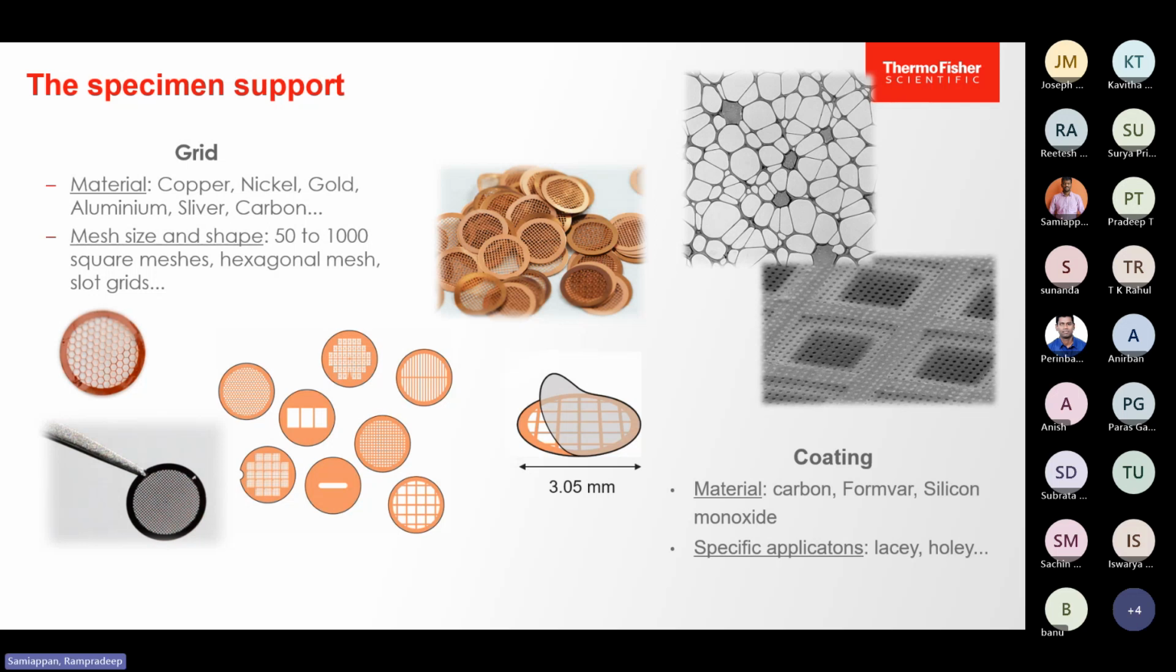On top of the grid, there is a faint material coated, which is mainly a carbon film, or else it can be Formvar and also silicon monoxide. But mainly we use carbon and Formvar. There are 2 types. It is a wholly carbon film for single particle analysis, which is very frequently used.